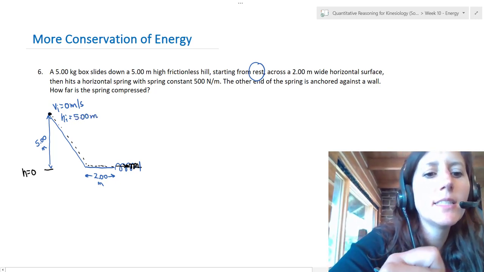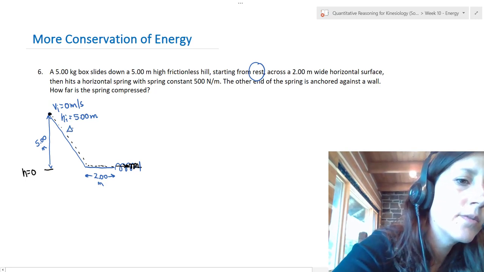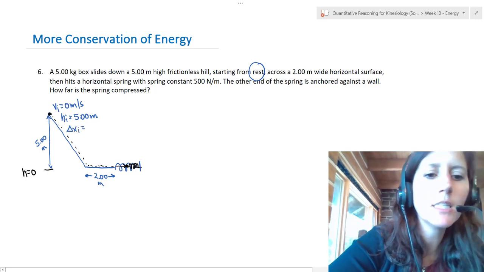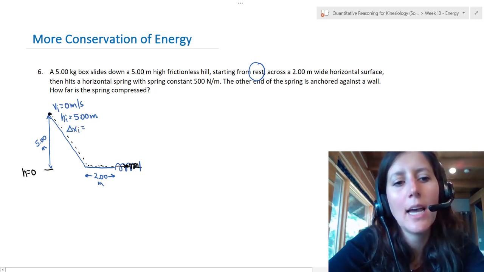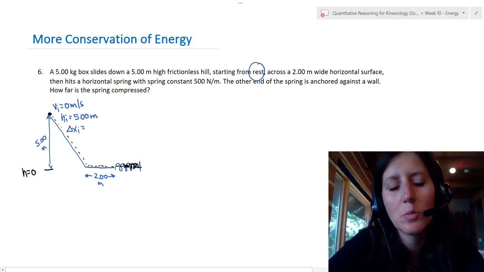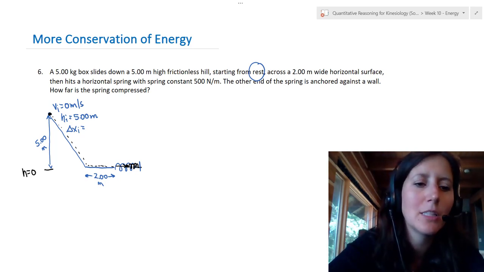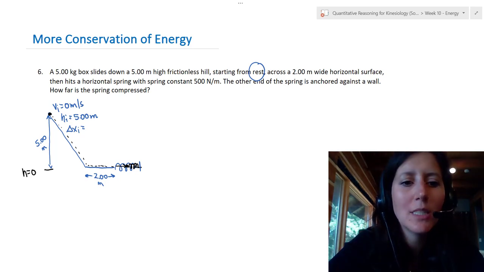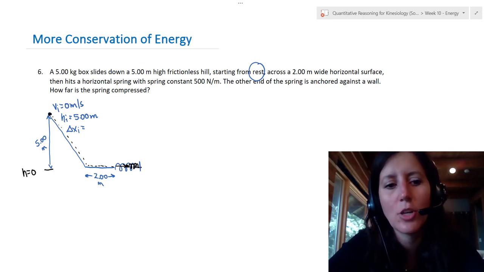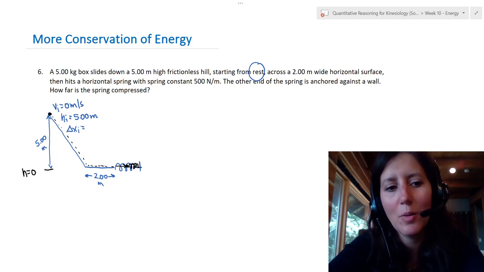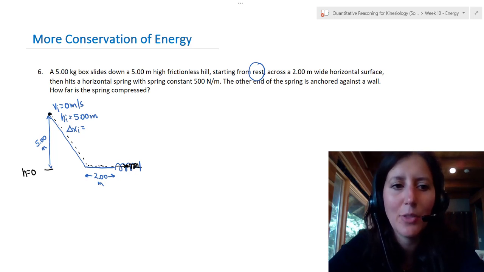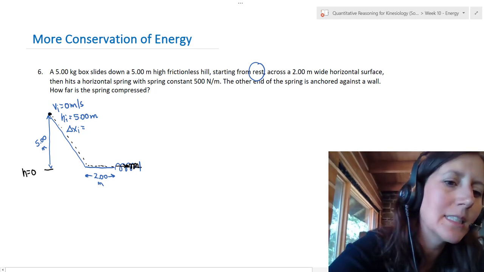And then what about the delta x initially? There is a spring in this question. Delta x is asking how much the spring is compressed or stretched. That's what delta x means. So initially, when the box is at the top of the hill, how much is the spring at the bottom stretched or compressed? Well, it's not stretched or compressed at all because the box hasn't hit it yet. The box is still at the top of the hill. So initially, the delta x is 0.